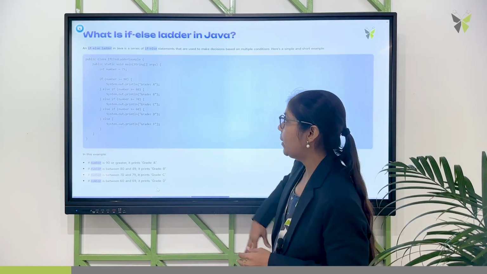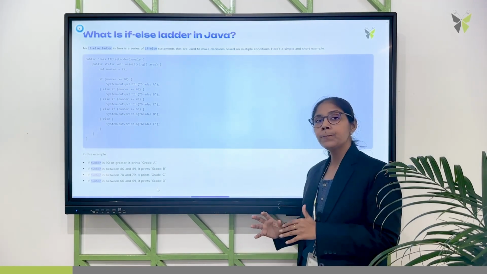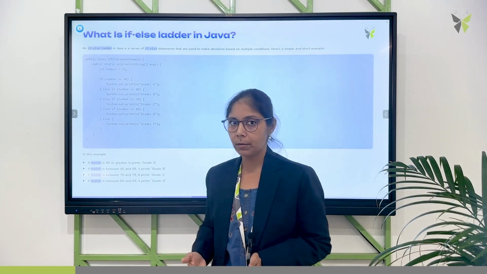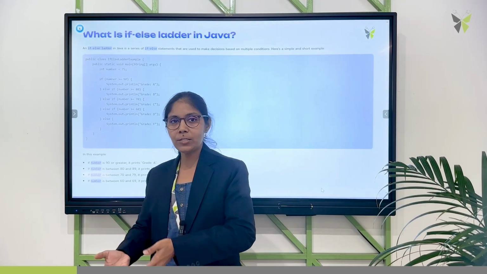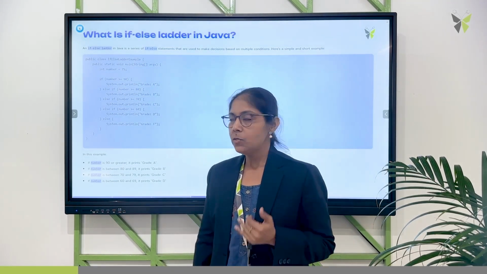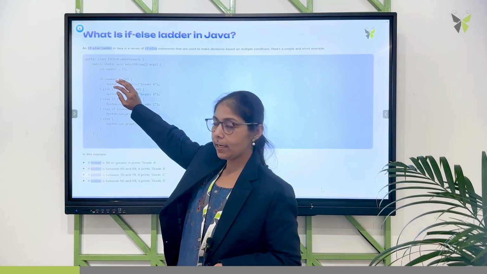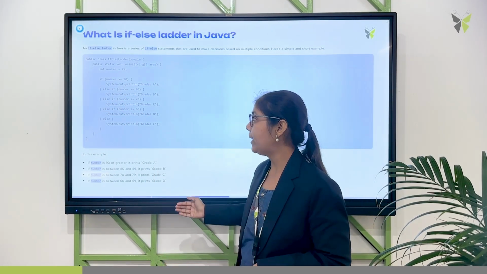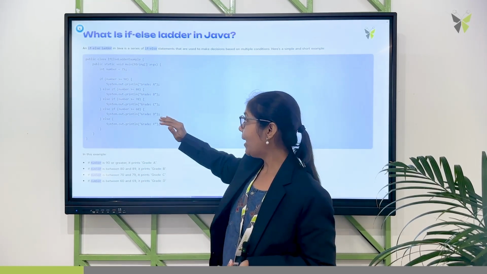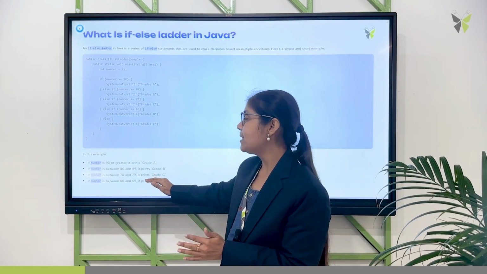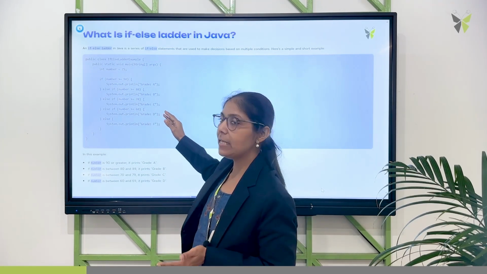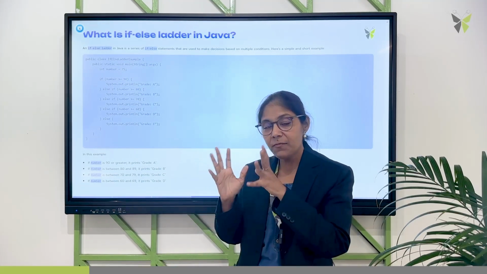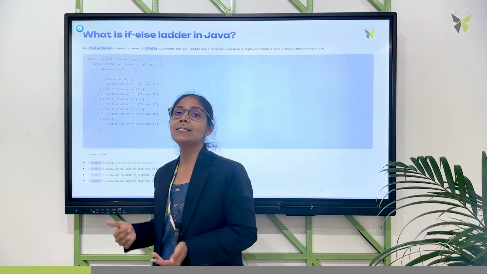To give you a simple example, we have taken one variable, number, with the value 75. Let's assume that number is the score of a student. Now I want to give a grade to that student based on the score. When the score is greater than or equal to 90, I will say the grade is A. When the score is greater than or equal to 80, the grade is B. When the score is between 70 and 79, the grade is C. If it is between 60 and 69, the grade is D. If it is below 60, the grade is F.